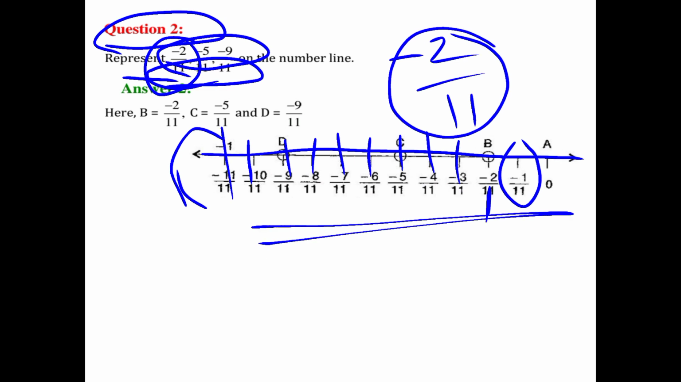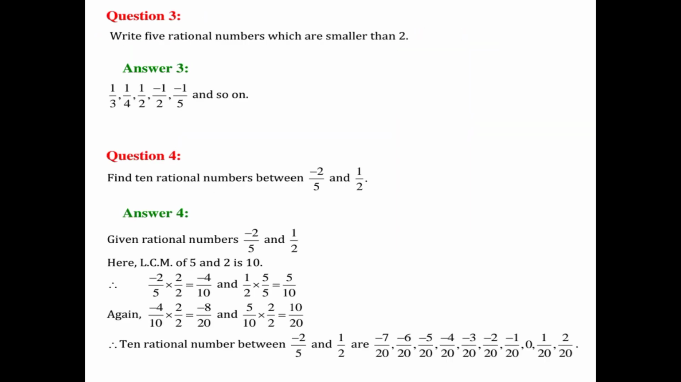So minus 2 by 11 is here at the position B, minus 5 by 11 is at the position C, and minus 9 by 11 is at the position D, right? This finishes our second question. Now moving to question number 3: write 5 rational numbers which are smaller than 2. We have to find 5 rational numbers which are smaller than 2.